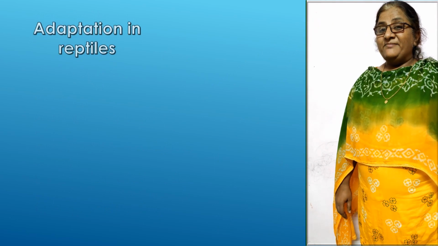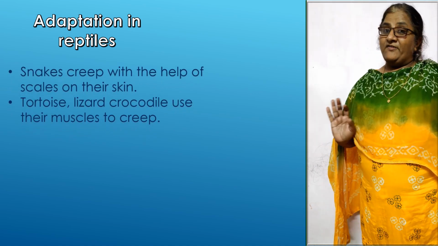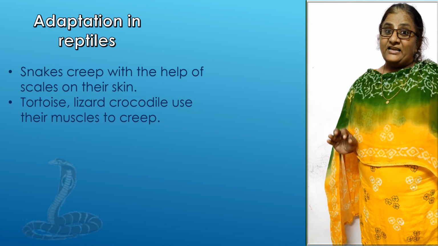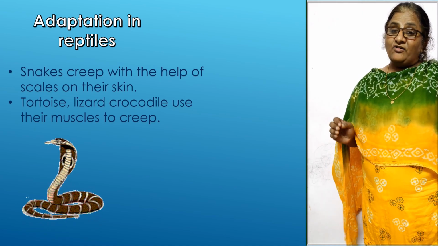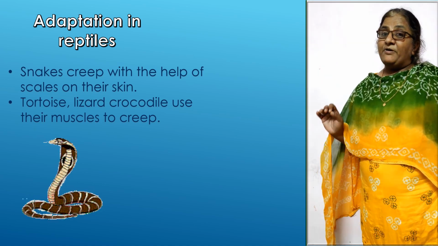And now, adaptations in reptiles. Reptiles are the animals which have short legs, or some do not have legs at all. The animals which do not have legs are snakes and earthworms. Snakes have scales as their outermost covering. With the help of scales, they can creep on the ground.